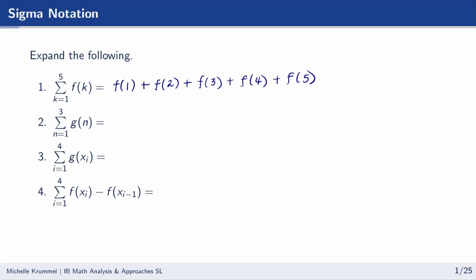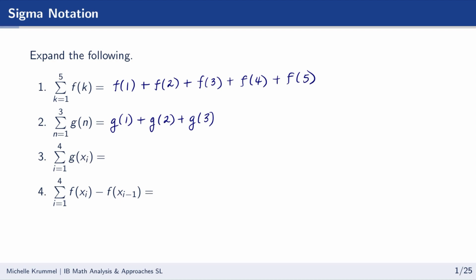Number 2, we have the sum of g of n from n equals 1 to 3. So we start at a value of n equals 1, and we evaluate this expression here when n equals 1. So that's going to give us g of 1. Then we increase n by 1. So now n is 2, and we evaluate this expression. We get g of 2 plus g of 3. And I'm going to stop there because n only goes up to 3 for this problem.